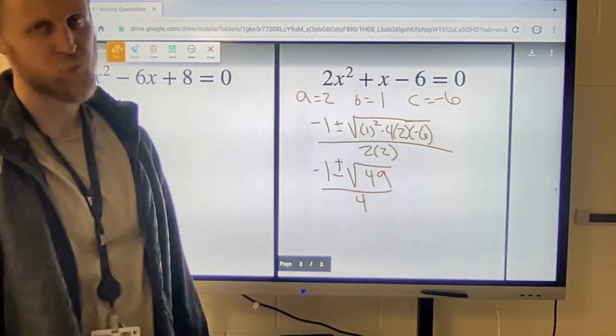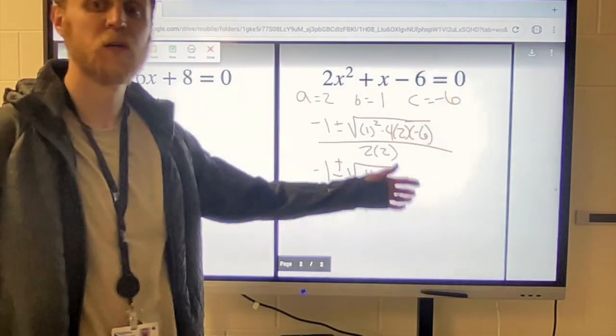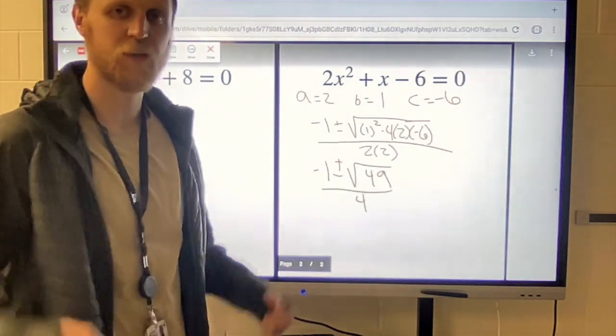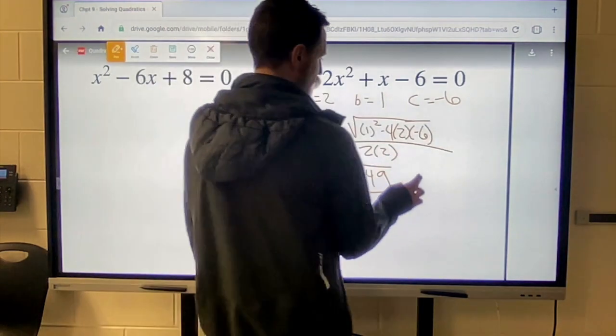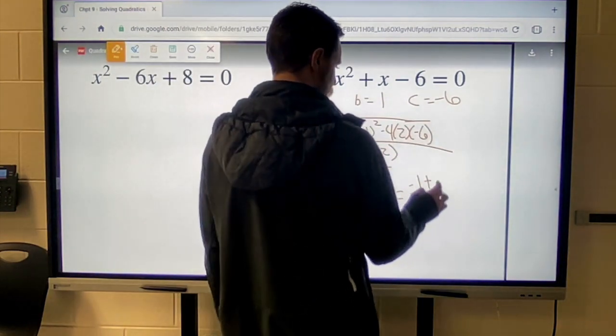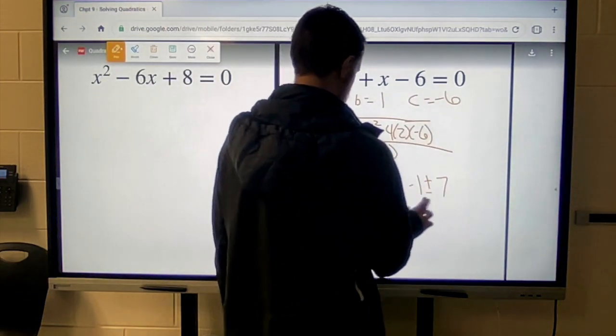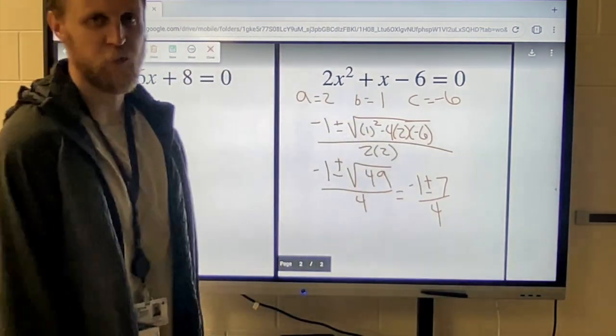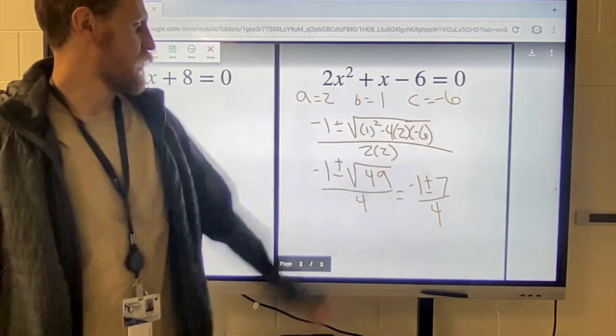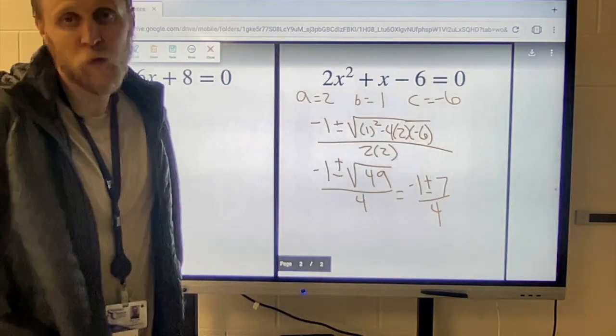Now what is the square root of 49? Good, it's 7. Good job, kids. So smart. Or if you didn't say that, then it's 7. You should know that. But that doesn't mean you're not smart. That just means you didn't know. Okay, so -1 plus or minus 7 over 4.